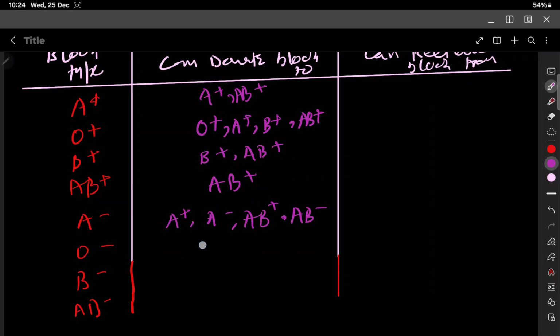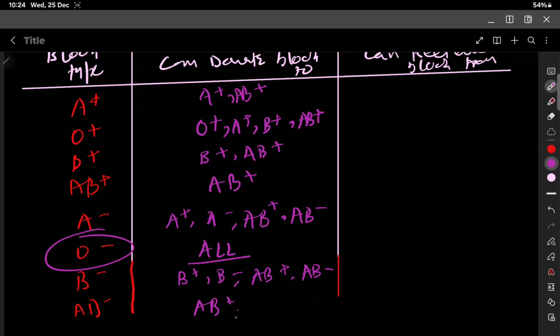O negative can donate blood to all, that's why it is a universal donor. Okay. B negative can donate blood to B positive, B negative, AB positive, AB negative, and AB negative can donate blood to AB positive and AB negative.